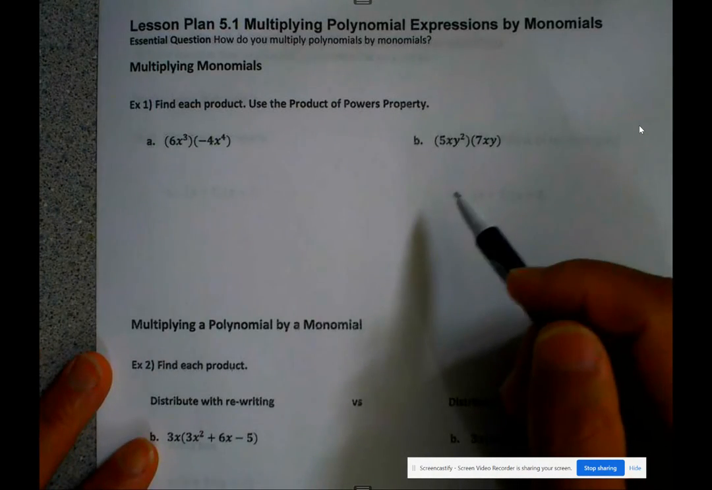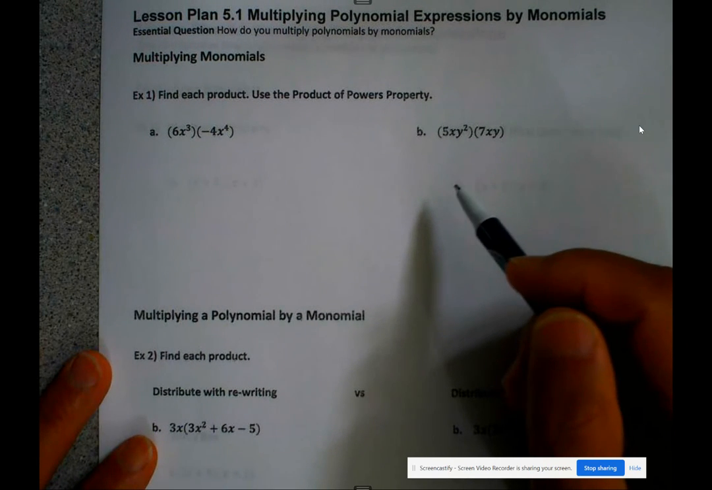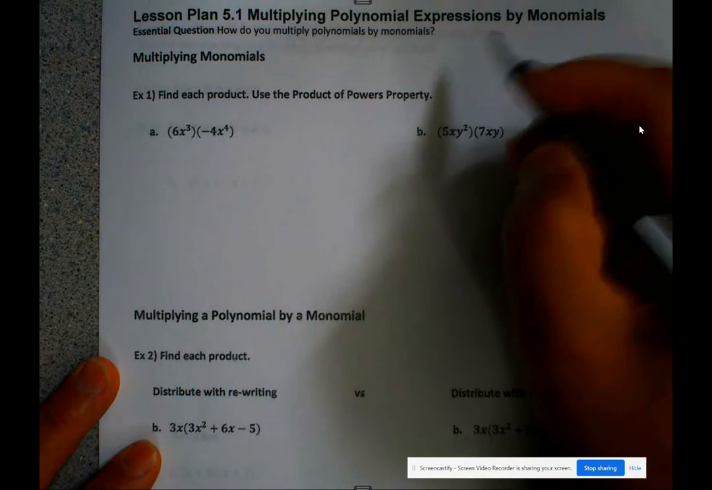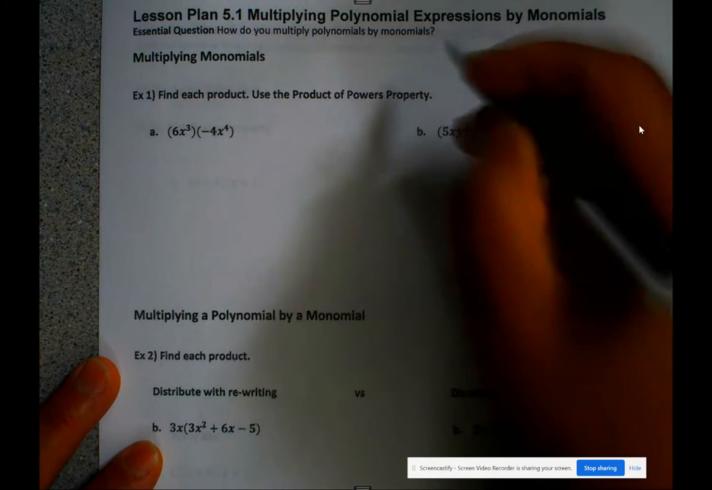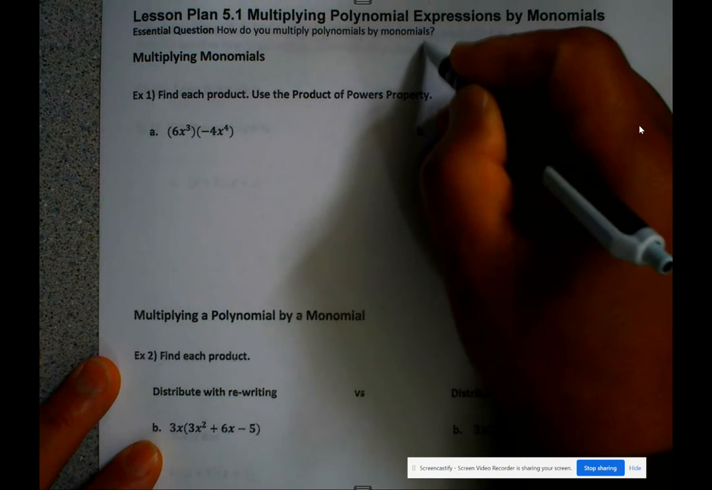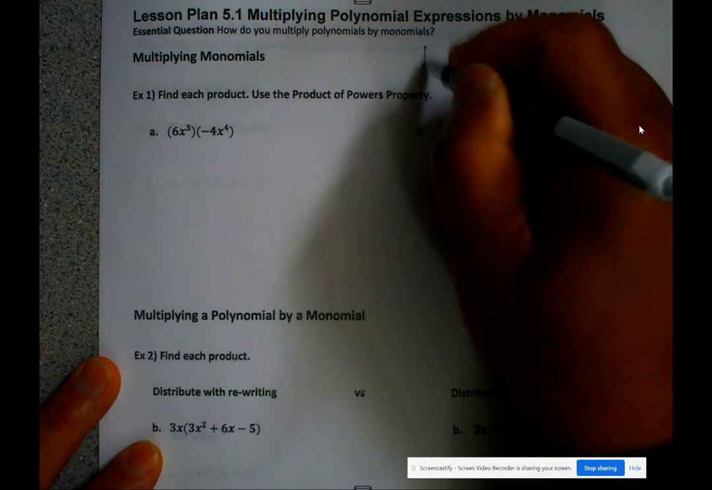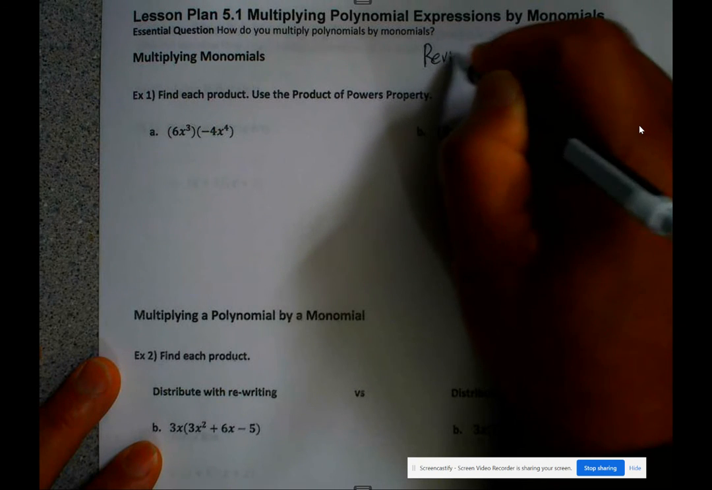There are things that we do need to go back and review. One of them is the exponential rule. This is just a review from last time, so you want to write a little review at the top.